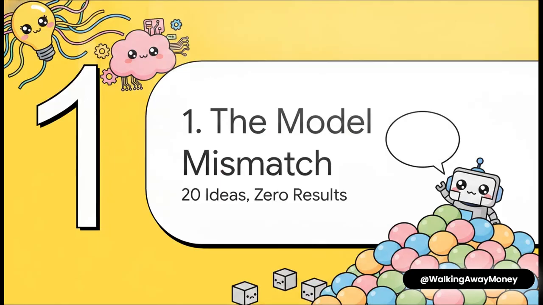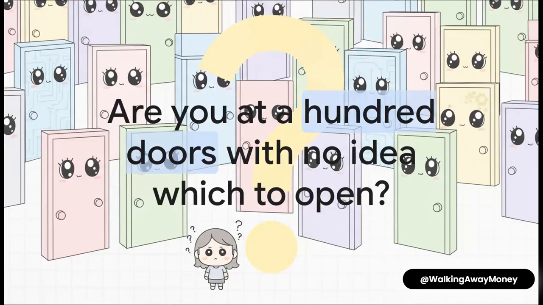Part 1, the model mismatch trap, or why you have 20 ideas but 0 results. We really have to start by acknowledging exactly why you might be feeling so paralyzed by information overload right now. Honestly, it's not your fault you haven't started. Having literally too many perfect AI business ideas just creates massive choice paralysis. It's like you're standing in front of 100 doors with absolutely no idea which one to open first.